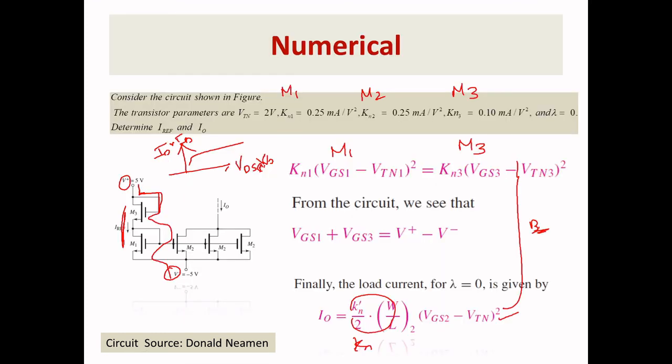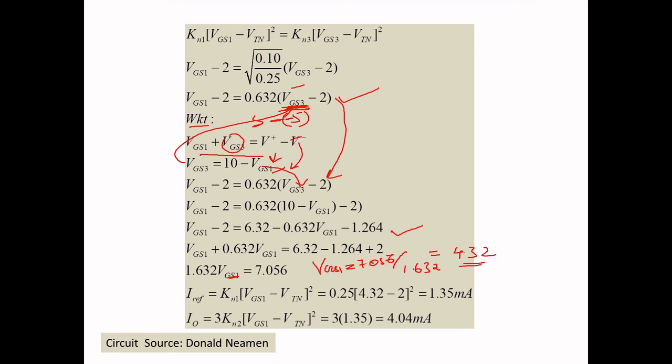So here you can see in this circuit, I want to find IREF. Okay, I want to find the IREF. So IREF equal to, that is the M1 transistor. So you know the MOSFET equation, that is IREF equal to KN1 (VGS1 minus VTN) whole square. So for KN1 it is given 0.25, VGS1 we have calculated 4.32, minus your threshold voltage, you will be getting 1.35 milliamps.